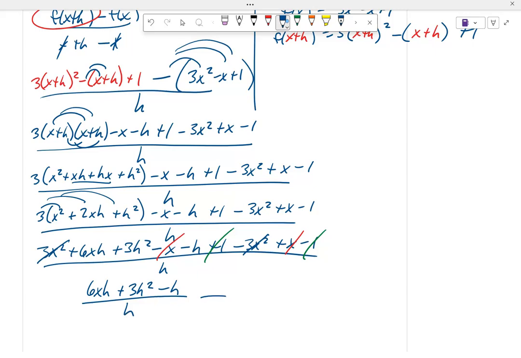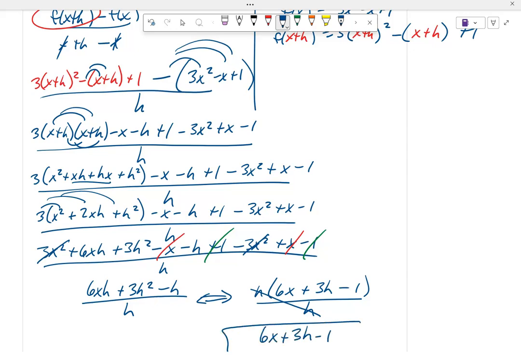Now remember, we're trying to get the h's to cancel. So I should be able to take out an h out of each of these terms, which I can. Factor an h out, and then see how those h's will cancel. That's nice. And so I end up with 6x plus 3h minus 1. And there is my answer to my difference quotient.